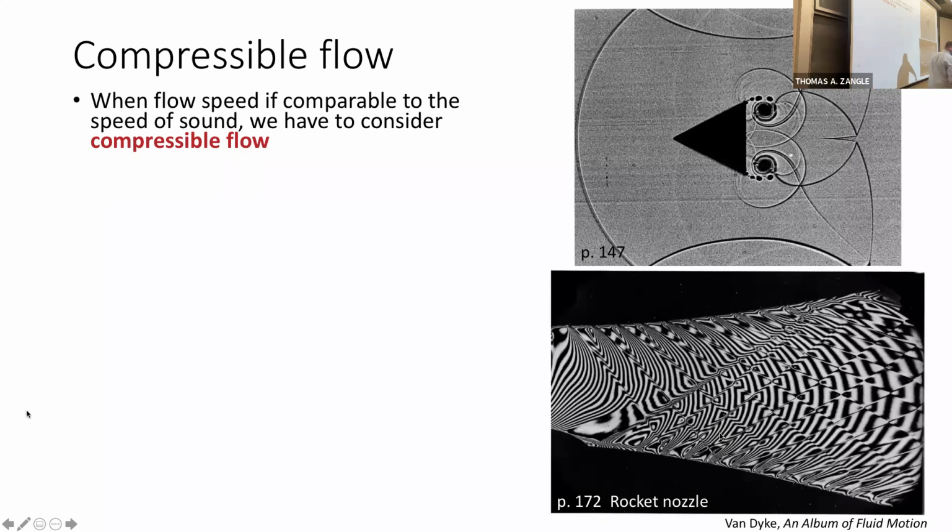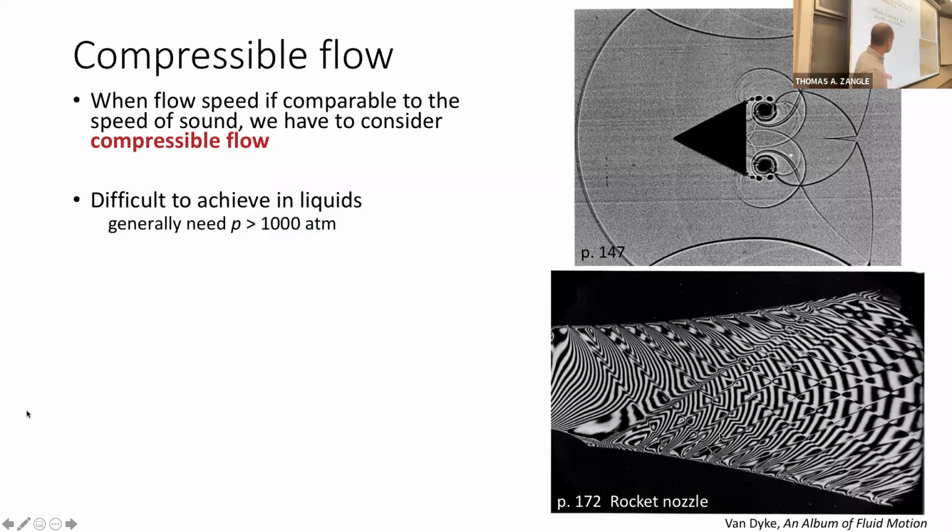But one of the characteristics of this is generally difficult to achieve in liquids, right? So we've discussed how typically we treat a liquid as incompressible. So water, we're going to typically treat as incompressible unless we're inside of like a mantis shrimp claw or a snapping shrimp claw, because we generally need a pressure greater than 1,000 atmospheres to have compressibility effects in liquids.